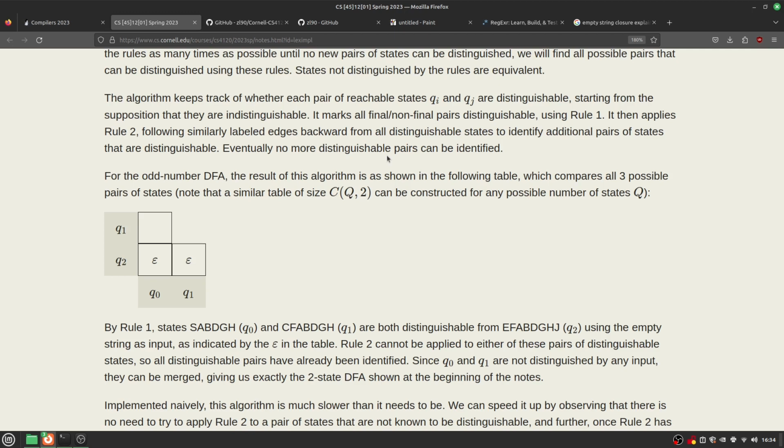Trying to understand this table here. So Q1 is indistinguishable from Q1, obviously. Q1 is distinguishable from Q2 by the empty string, I think. Q0 is indistinguishable from Q1.